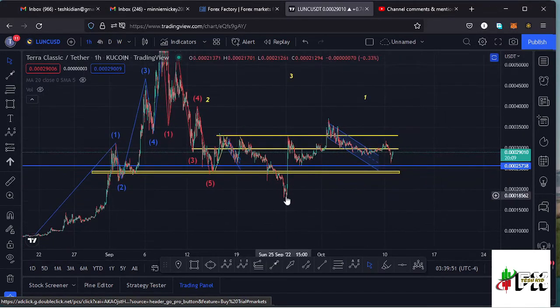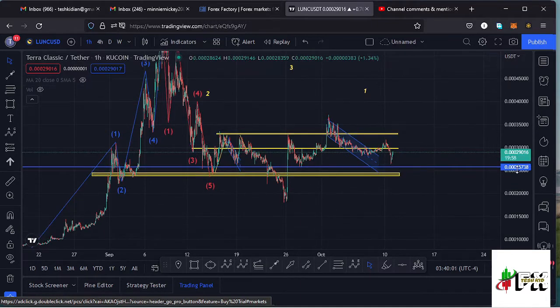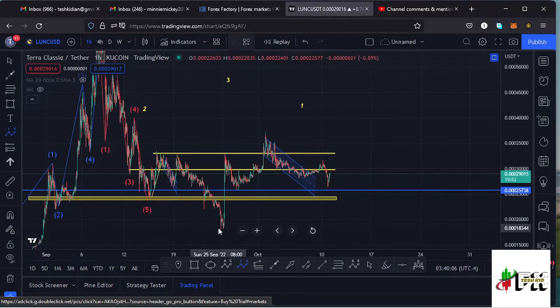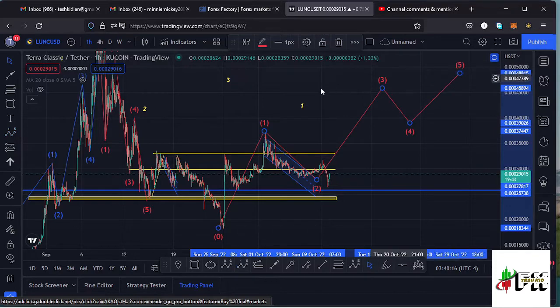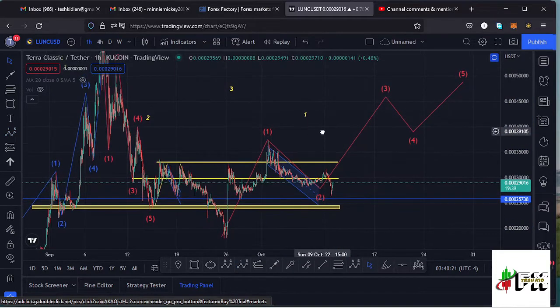After making our low down there, we saw a very nice bounce to the upper side, managed to break above key areas of resistances, and this movement to the upper side is an impulsive movement. And drawing out my Elliott wave structure, we can have this as the first wave to the upper side, then a wave 2, then I'm expecting a very nice bounce to the upper side in the formation of a wave 3, then a wave 4, and then a wave 5 to complete that higher Elliott wave count 1. So that is what I'm expecting here on the Lunc chart.